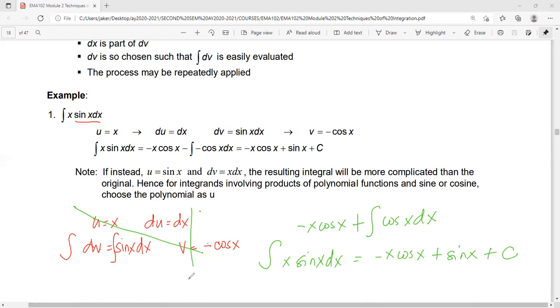Or if you don't have any problem memorizing the formula, then go. It's uv minus the integral of v du. That's our formula for integration by parts. In this case, you have a polynomial and a trigonometric function. So this is the technique that you will use. Do you get it?